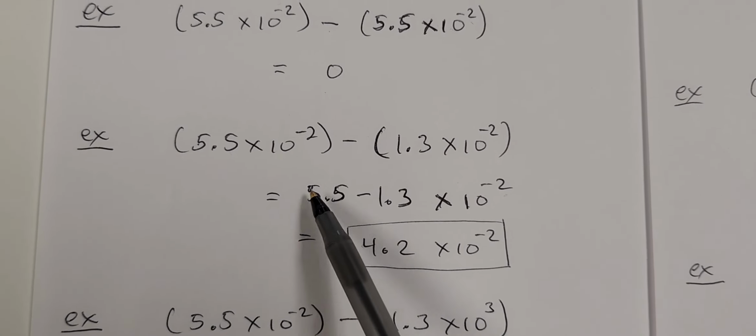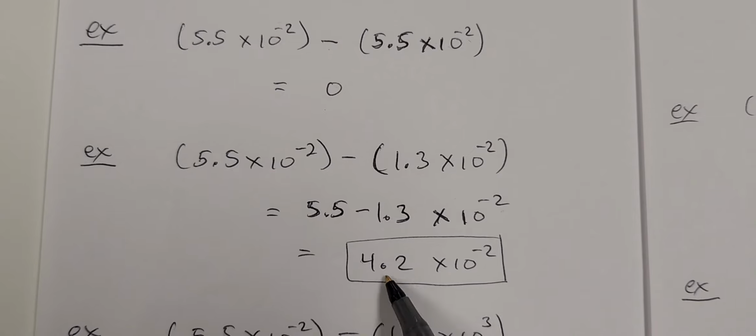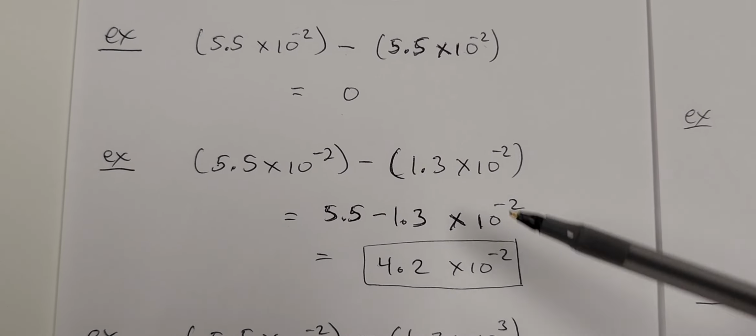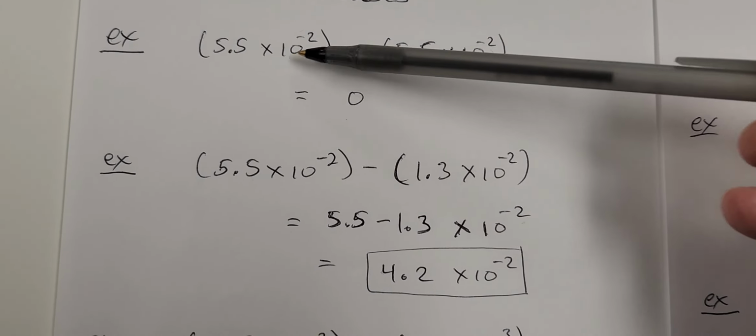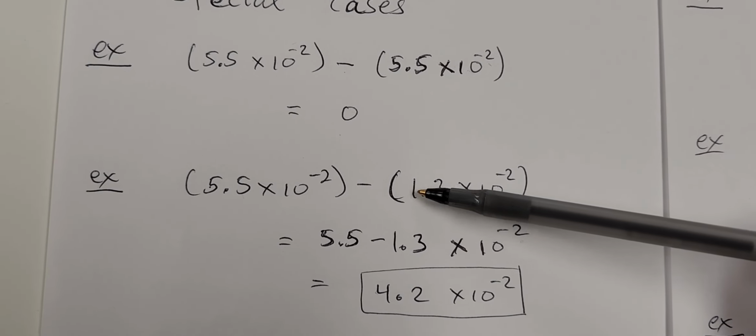Okay, and then 5.5 subtract 1.3 gives me 4.2. So there's a difference between the same and this right here. I only changed this part.